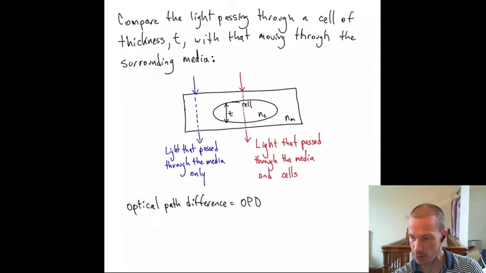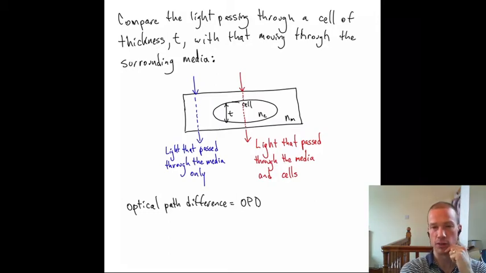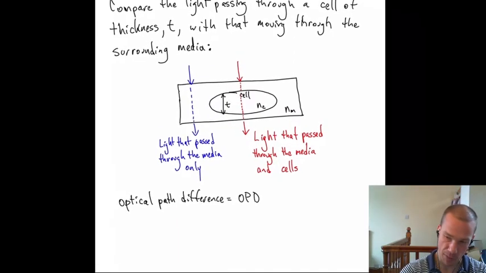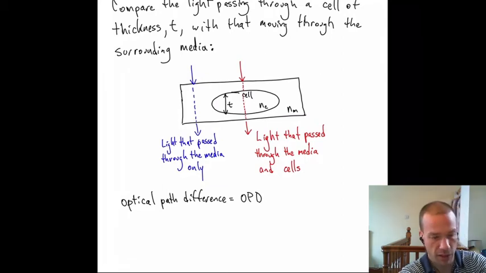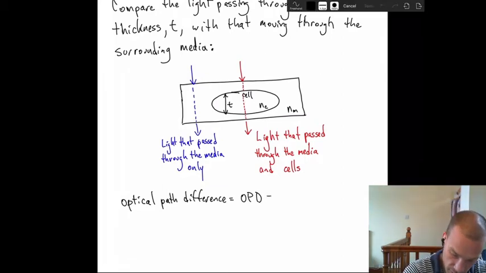So to calculate that, we need to calculate something known as the optical path difference. Now the optical path is simply the distance which light travels times the index of refraction. And we're going to compare that for this path which moves through the cell of thickness t with light which moves through the media only. So the index of refraction of the cell is nc, and the index of refraction of the media surrounding the cell is nm. So the optical path difference in this case we can write down as simply the thickness of the cell times nc, that's the red path, minus the thickness of the cell times nm.